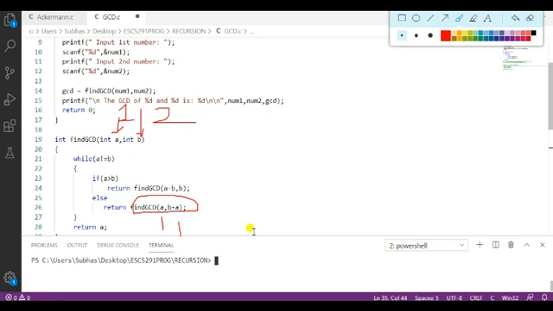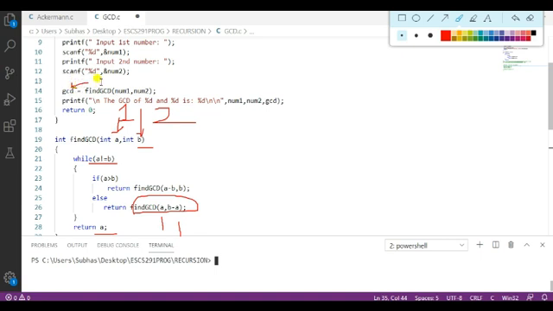Now it will call find GCD with two arguments 1 and 1. Both are the same, so A equals 1 and B equals 1, right? And this function will return a value. Because both values are the same, you can return A or you can return B, no problem. That value will be returned, and that value will be assigned to this variable GCD.